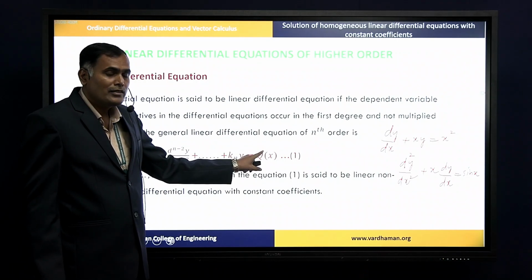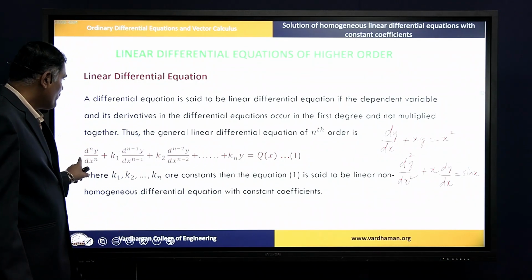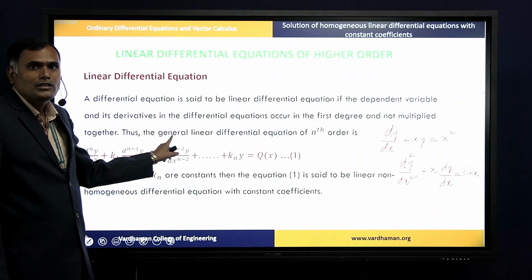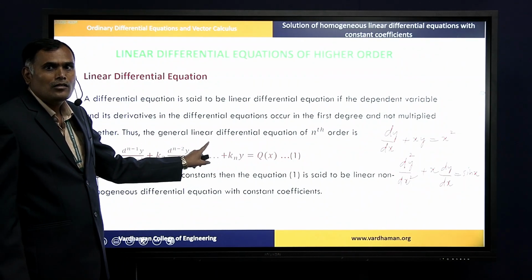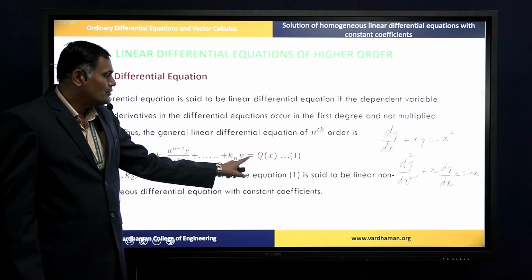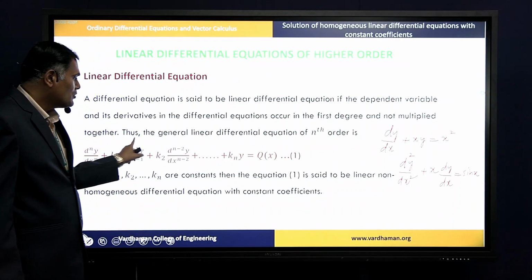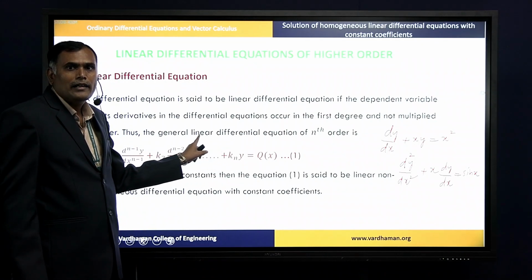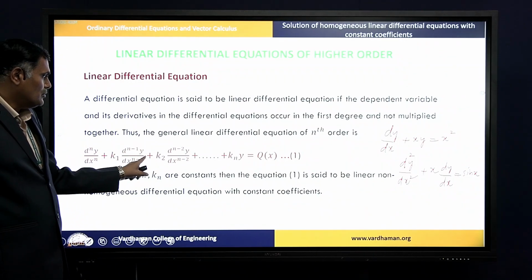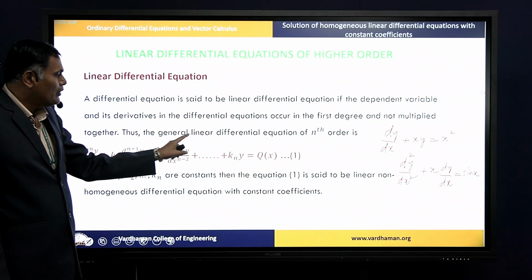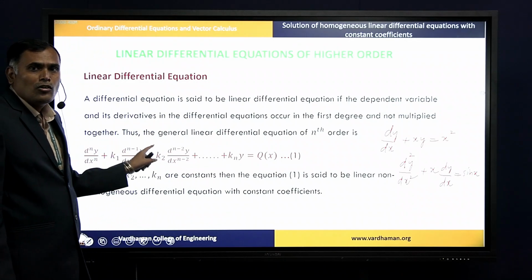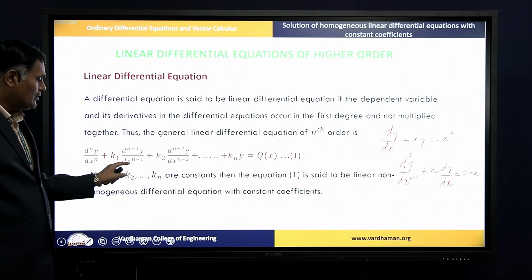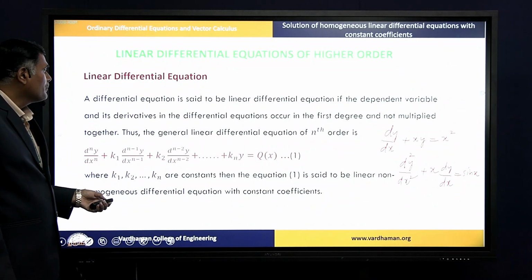If this q of x is 0, we say this differential equation is a homogeneous linear differential equation with constant coefficients. If q of x is not equal to 0, this is known as a non-homogeneous linear differential equation with constant coefficients. In this video, we will discuss the solution of homogeneous linear differential equations with constant coefficients only.